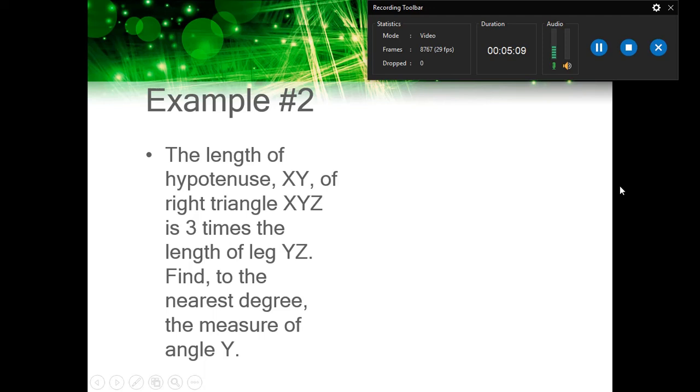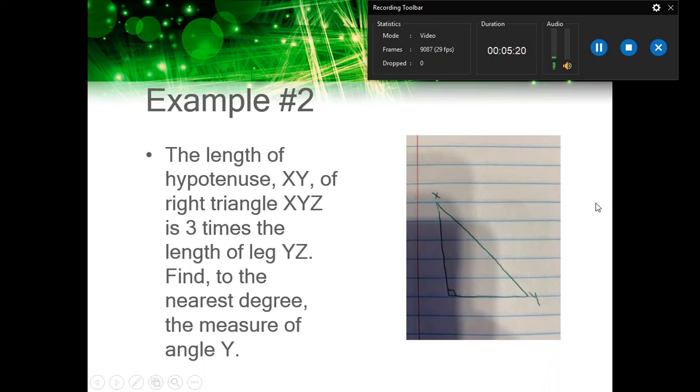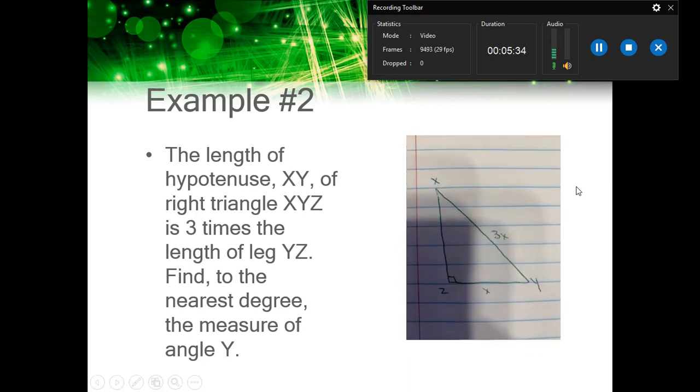In example number 2, they are talking about the length of a hypotenuse. I do know I'm working with a right triangle, and they're telling me that XY does represent the hypotenuse. So let me start with my picture here. You can see XY is across from the right angle. They're also saying that the hypotenuse is 3 times the length of leg YZ. So the hypotenuse will be represented by 3x, and leg YZ is represented by x.